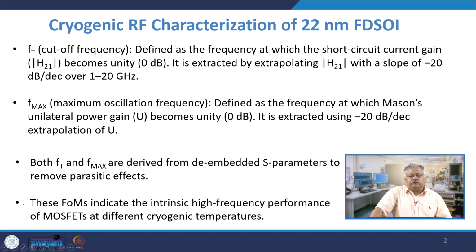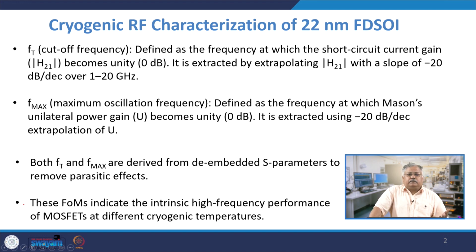Unity in terms of log scale will be 0 dB, because it is 20 log output by input. So, when my output by input is equal to 1, log 1 equals 0 and therefore I get a 0 dB gain. We define that frequency as the cutoff frequency, which means that if you go anywhere above that frequency, your gain will be further less than that, you will get a negative dB gain. Your output will be smaller as compared to input.